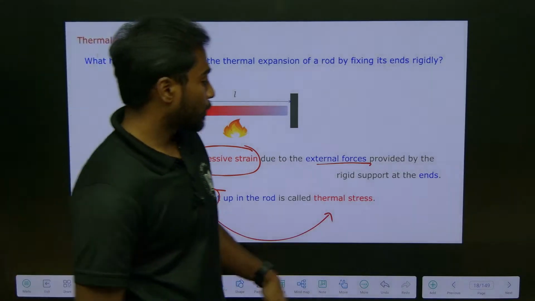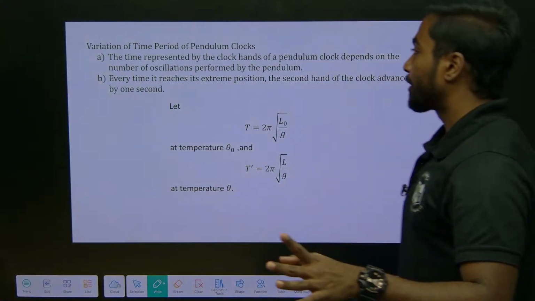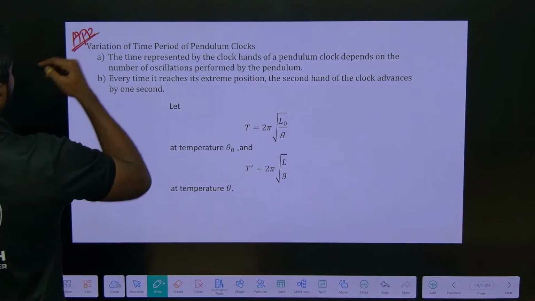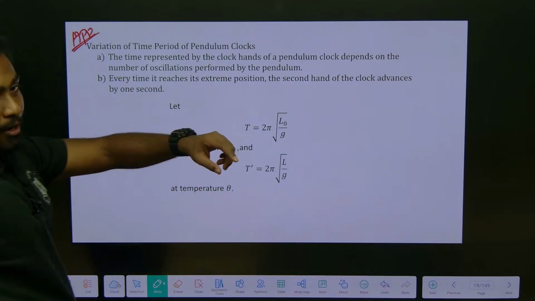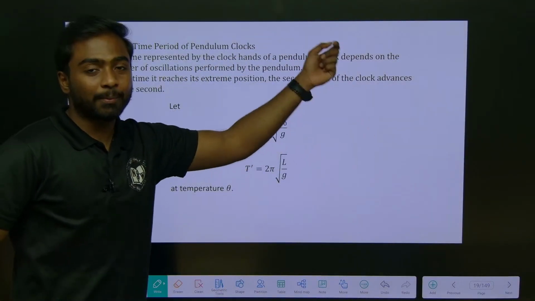Okay, we'll go for the next one. Here is the application point of view, to solve the equations. The first one is variation of time period of a pendulum clock. In the pendulum clock, one side of the pendulum, a length is there, and it has been fixed.